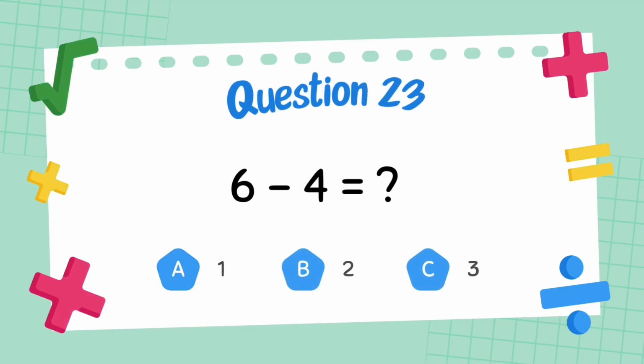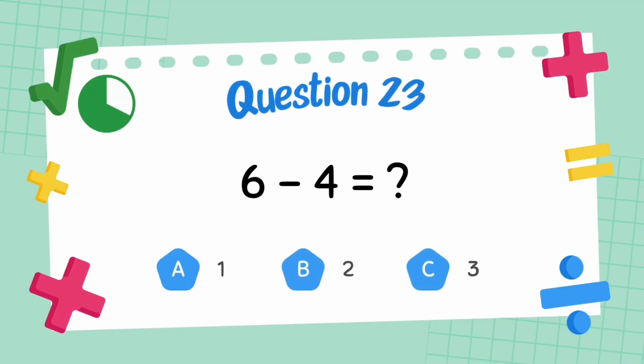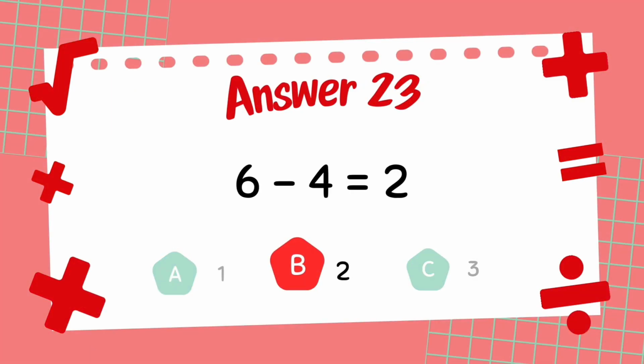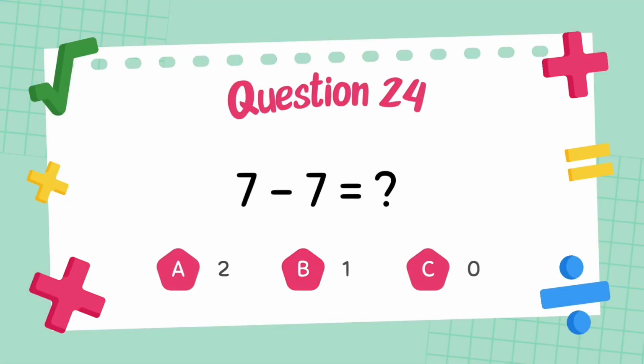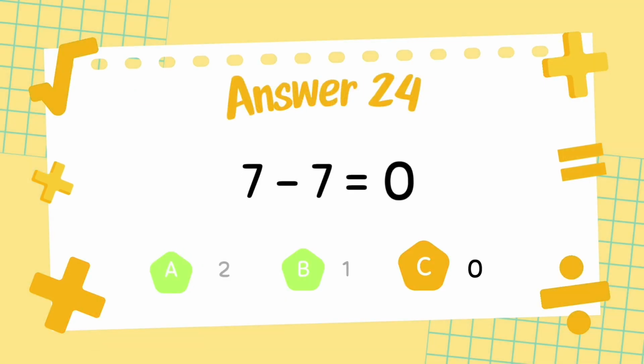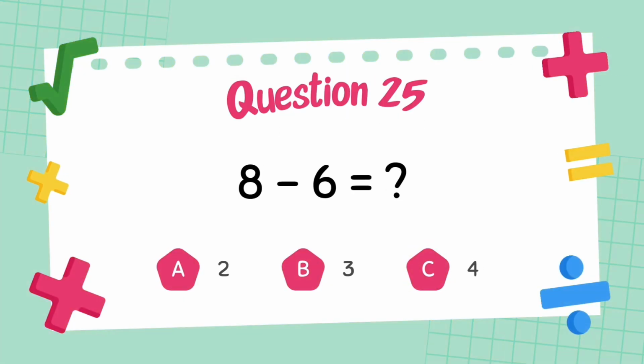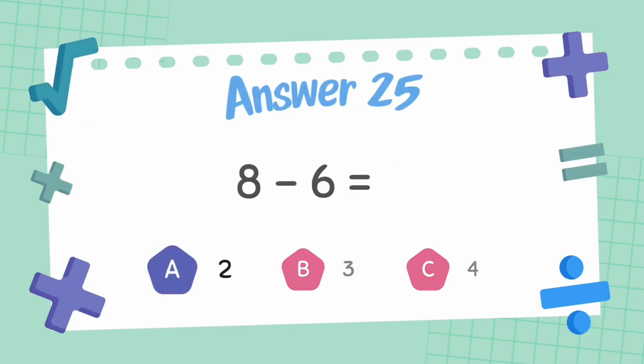What is 6 minus 4? The answer is 2. What is 7 minus 7? The answer is 0. What is 8 minus 6? The answer is 2.